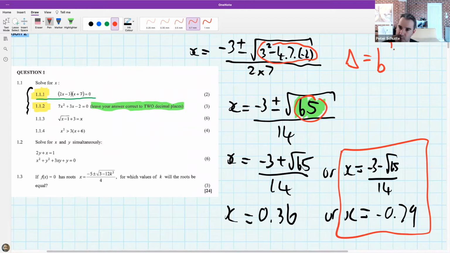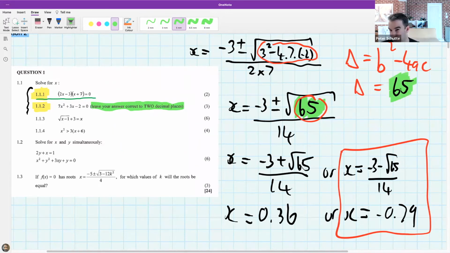So sometimes I will go B squared minus 4AC. I get my Delta value, whatever it is, like in this case, say 65. And then once I've done that part, I just pop that into my quadratic formula. Sometimes that makes it a bit simpler. And then I just think, oh, it's minus 3 plus the square root of Delta, and then like that.